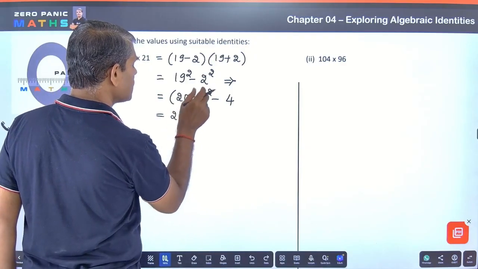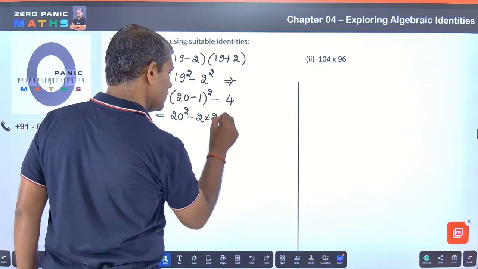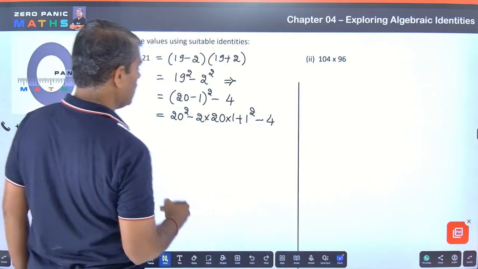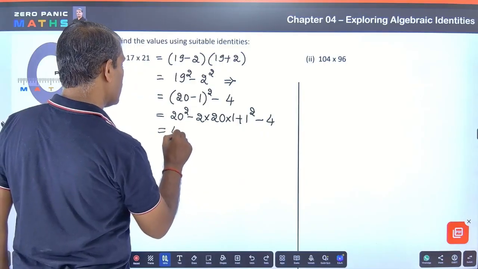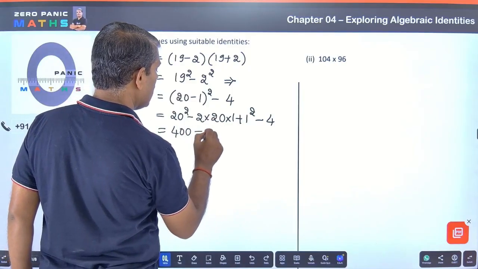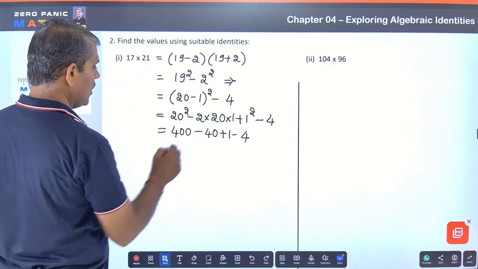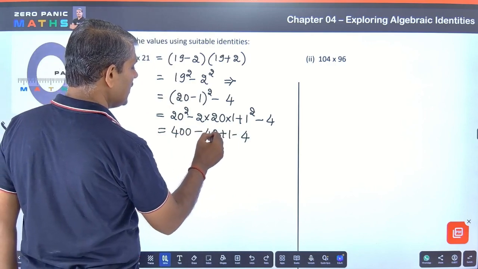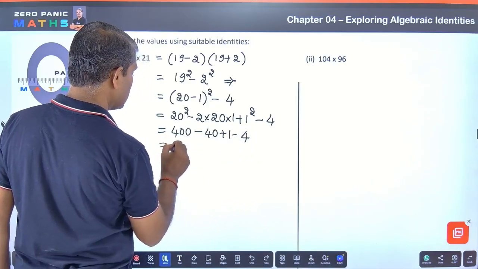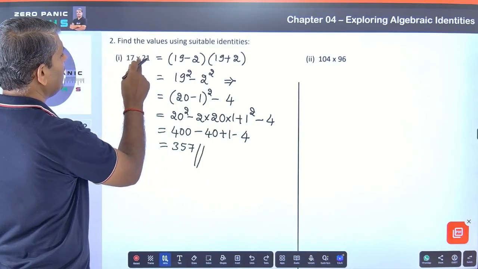It is a minus b whole square now. So it is a square minus 2ab, that is 20 into 1, plus b square, that is 1 square, and minus 4. Now 400 is the square of 20, and minus 2ab, that is 40, plus 1, minus 4. So 400 minus 40 is 360. Again minus 4, 356, plus 1, it is 357. So this is the answer to 17 into 21.